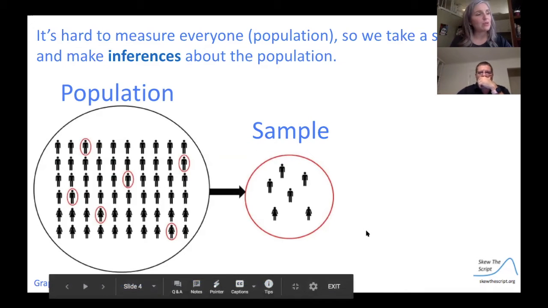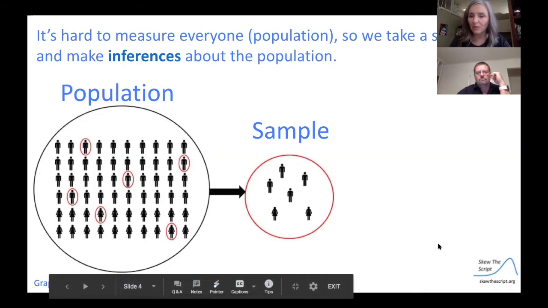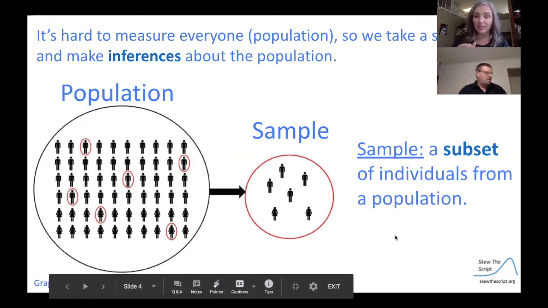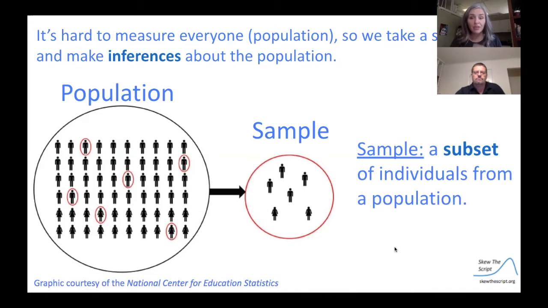Some of the stuff that we use in this module is going to be from a website called Skew the Script. I'll try to always put it down here in the right-hand corner when I'm using their content. So if you're seeing this and wondering why it's down there, it's because we're borrowing content because it's so well done, okay? All right, so we talked about the fact that a sample is just a subset of individuals from a population. Now, I know what you're thinking. You're thinking a sample has to be humans because in my model here, it's humans. Guys, that can't be further from the truth, okay?